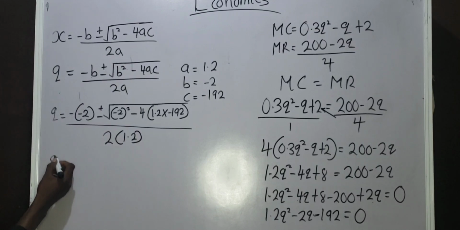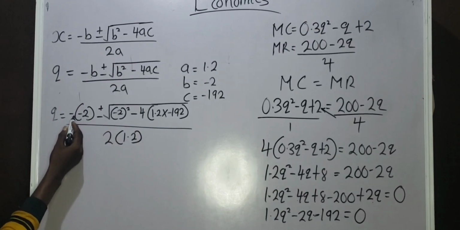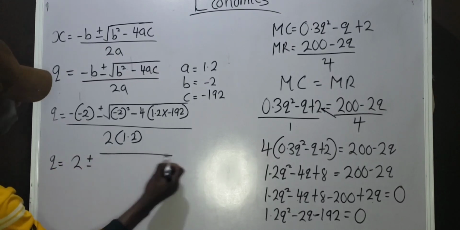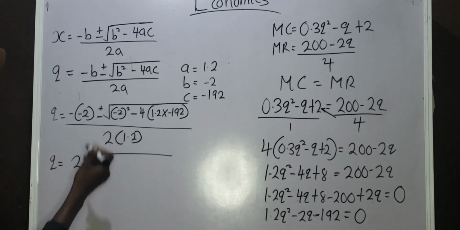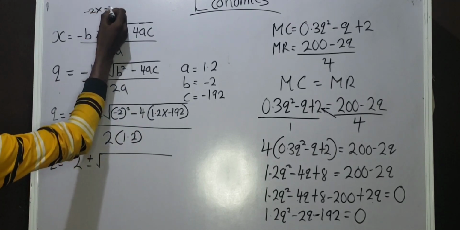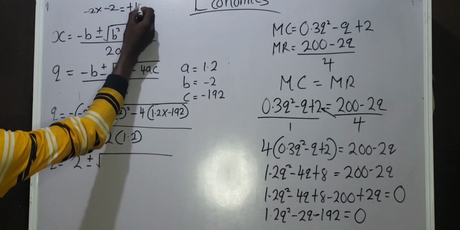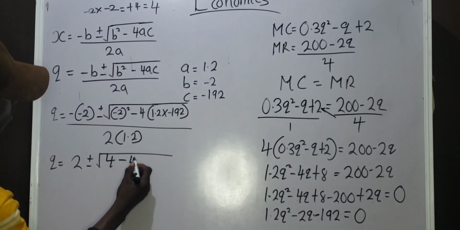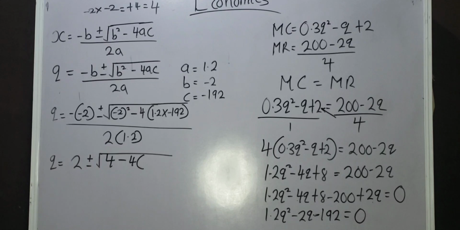Now q will be equals to negative of negative 2. That is what? Positive 2. So I'm going to have 2 plus or minus square root of negative 2 squared. That is negative 2 times negative 2, which is positive 4. So I'm going to have 4 minus 4 into bracket 1.2 multiplied by negative 192.